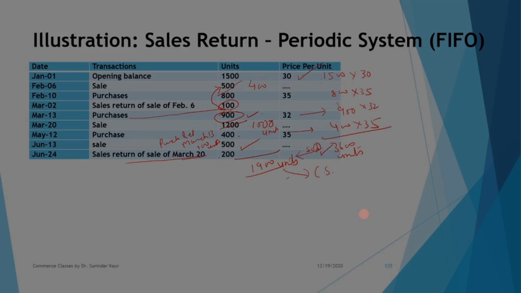it means you are left with 1700 units, right? You had 3600 units available for sale, that is opening balance plus all the units purchased. You sold off 1900 units, so you must be left with 1700 units. Again, we are to apply the same format.